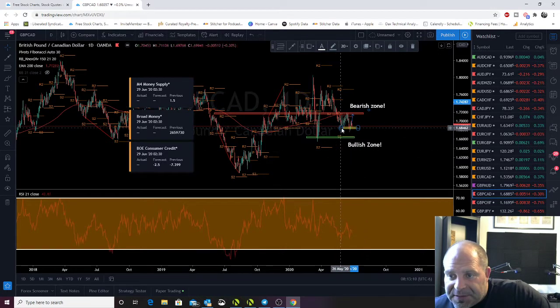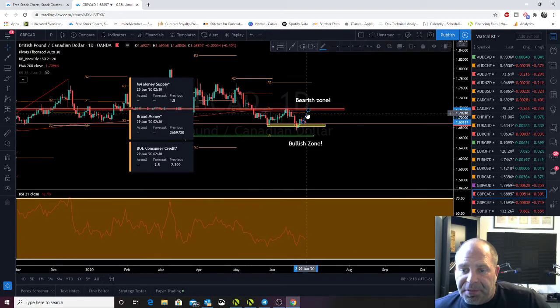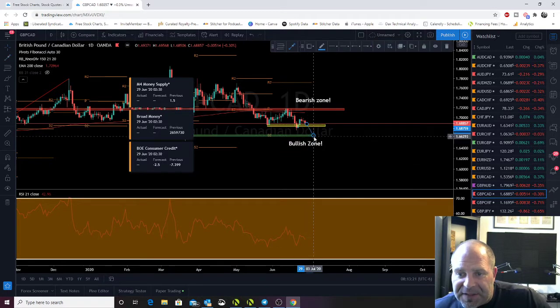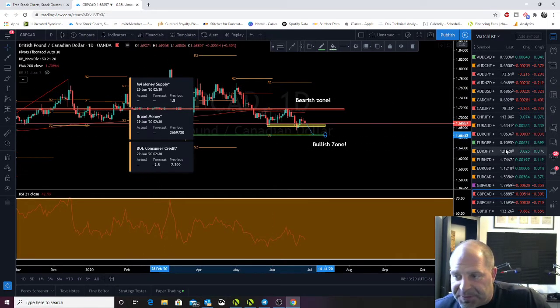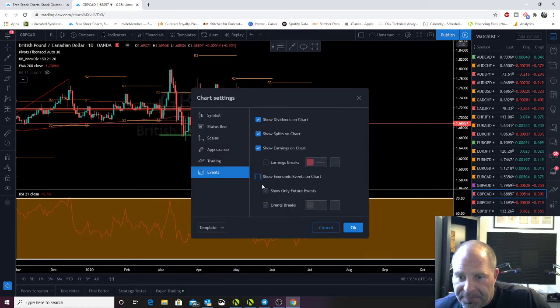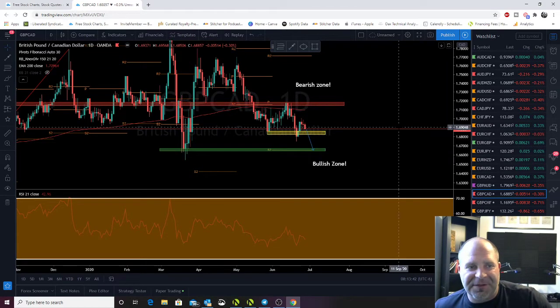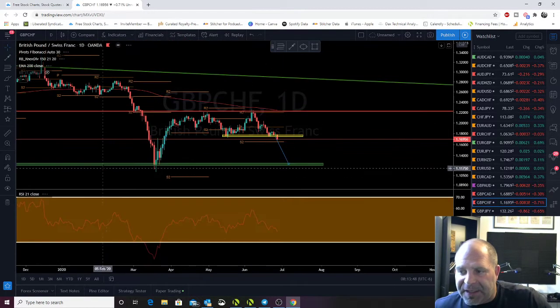GBP CAD. So we're rejecting in our make or break zone right now. I feel like we're going to get a test of this S2, so I'm going to be right out of the gate short this pair. I don't know what's going on with this stupid thing. There we go. Aha! I love it when I figure stuff out, when I outsmart the computer. All right, GBP CAD. Downside out of the gate.